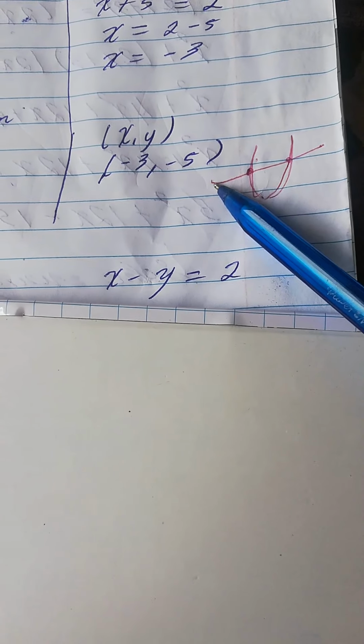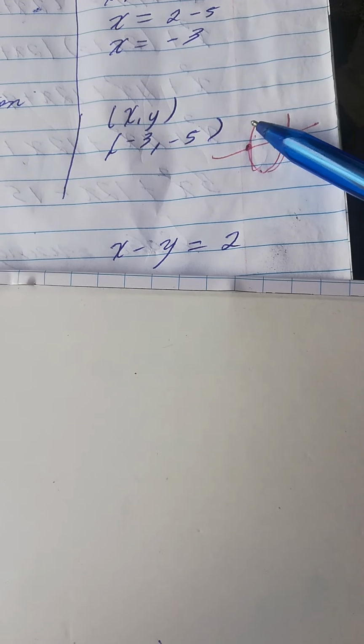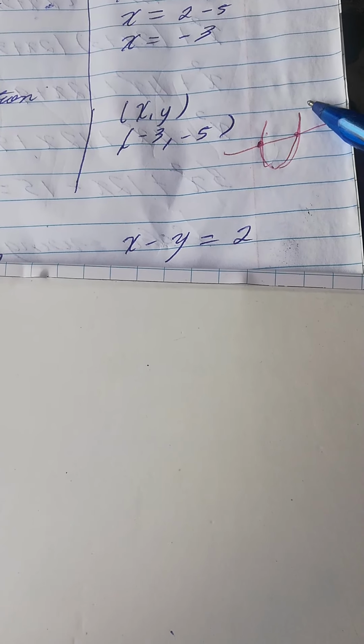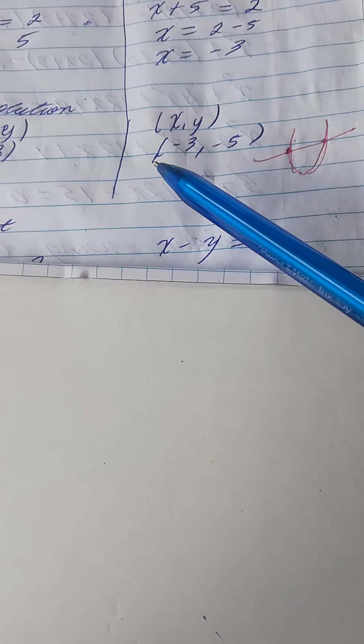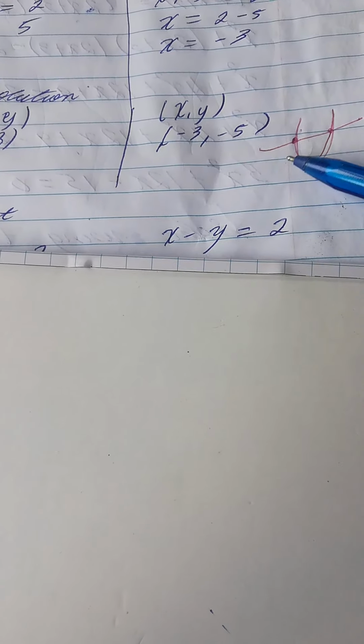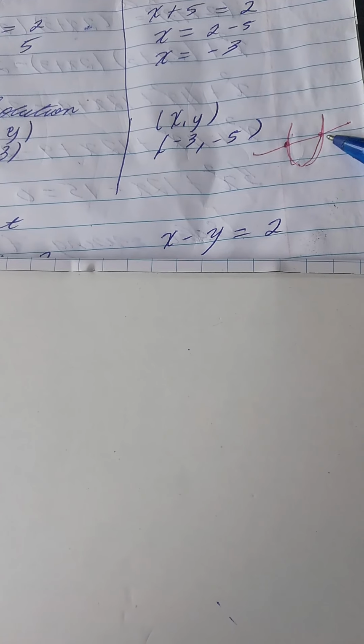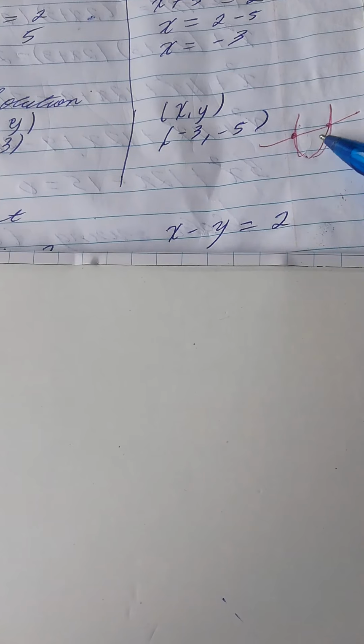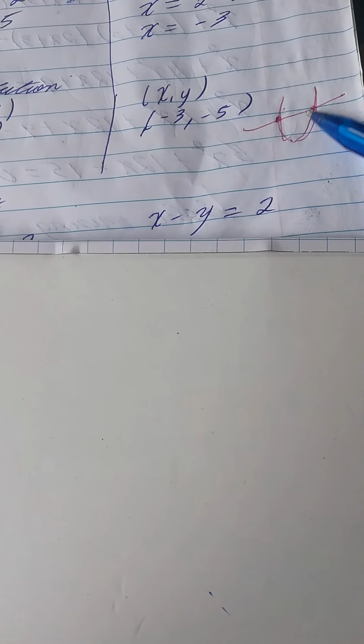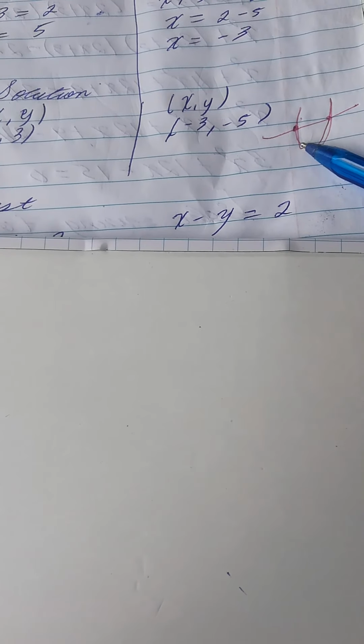Now what that means is that if this was the graph for the straight line, and this would have been the graph for the quadratic equation, these points here, minus 3, minus 5 and 5, 3 would represent where the line cuts the curve. The solutions are where the line cuts the curve.